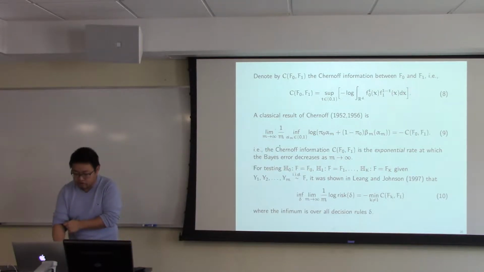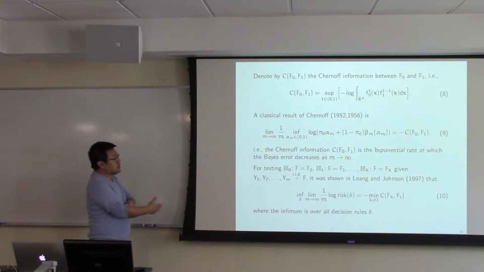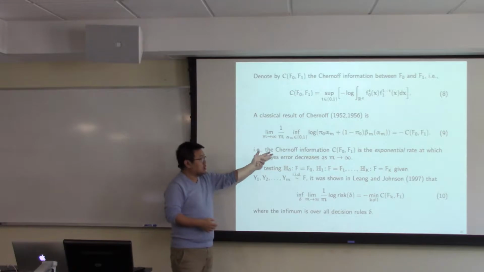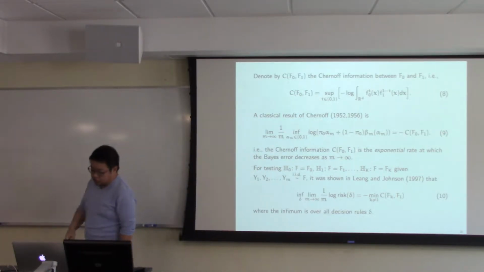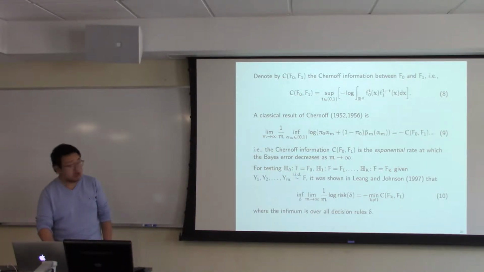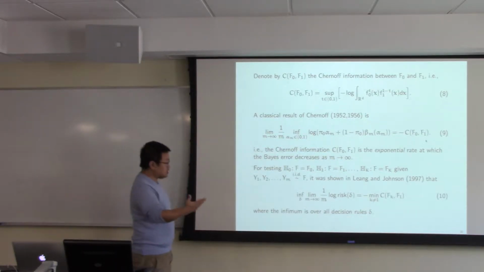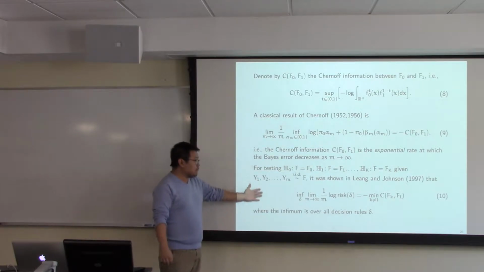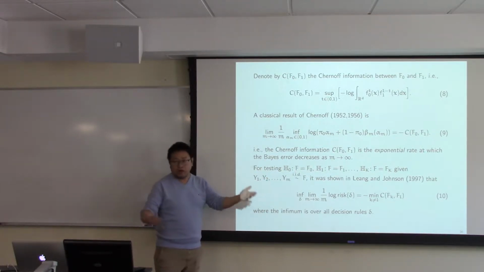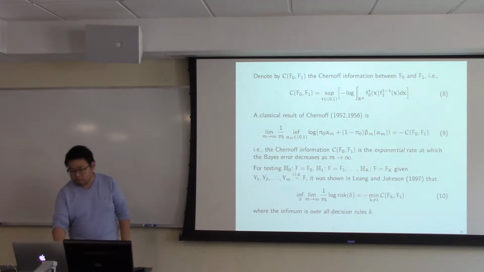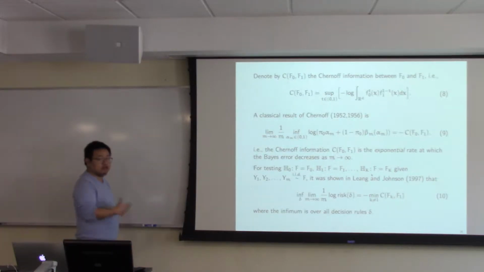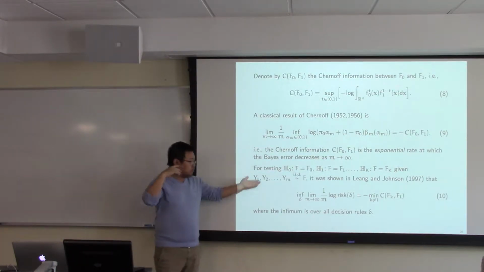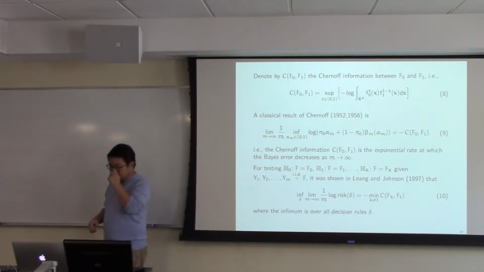So as the number of data points m from the distribution f increases to infinity, and you want to distinguish between these two distributions, the exponential rate of decrease of the error is given by the Chernoff information. So the larger the Chernoff information, the faster the rate of error decrease. And it turns out that the same phenomenon holds if you extend to more than two hypotheses. Then you can just look at the minimum of the pairwise Chernoff information, and that will give you the infimum rate of decrease.